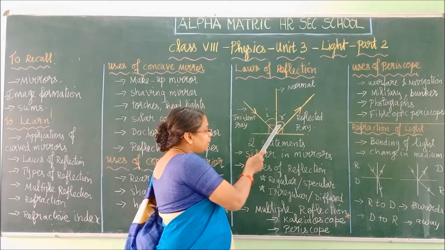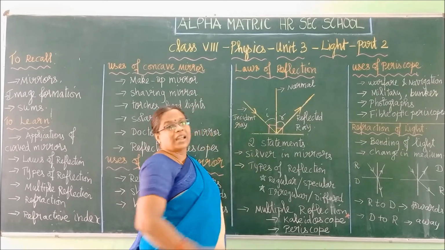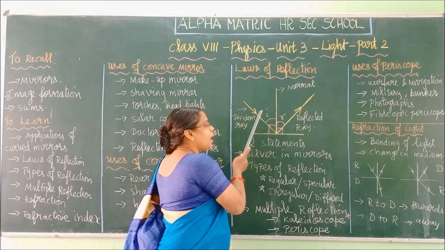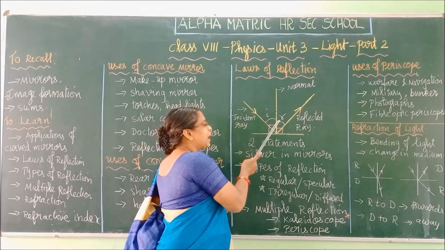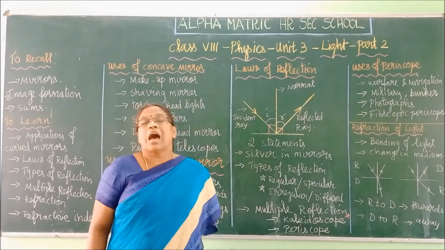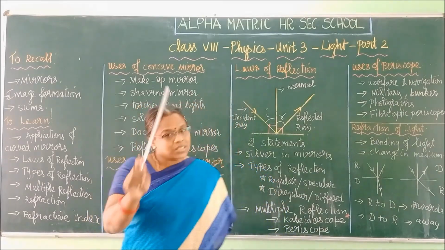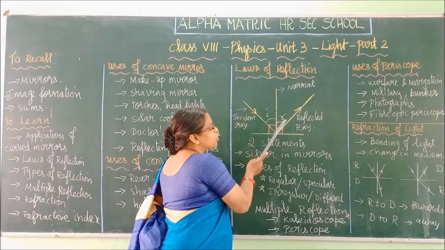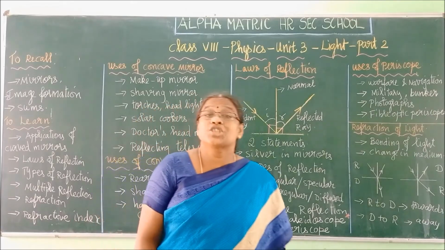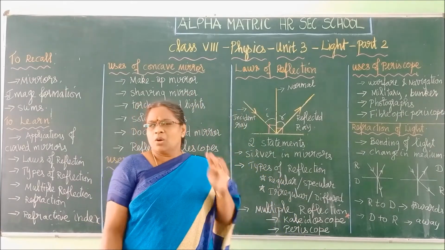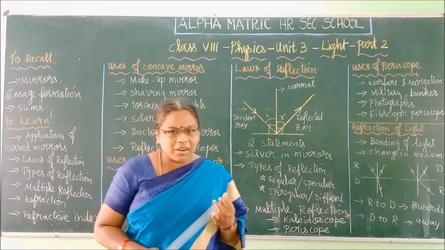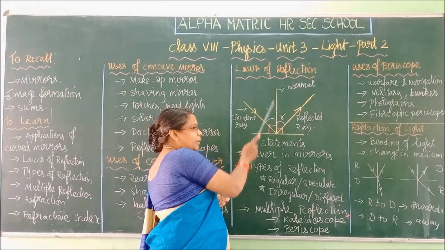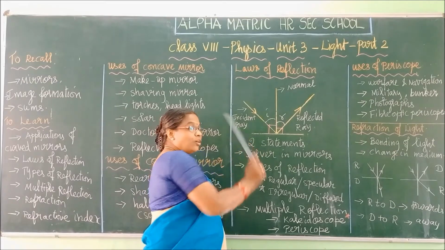So what is the angle between the normal and the surface? 90 degrees. Okay. Now the angle between the normal and the incident ray is called the angle of incidence, small i. Similarly, the angle between the normal and the reflected ray is called the angle of reflection. Okay children, now what are the parts we have learned? Incident ray, reflected ray, surface, normal, angle of incidence, angle of reflection.